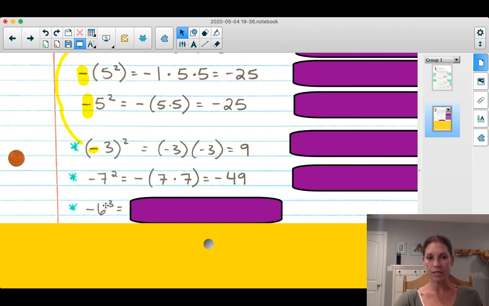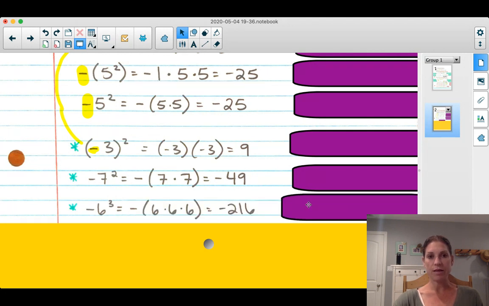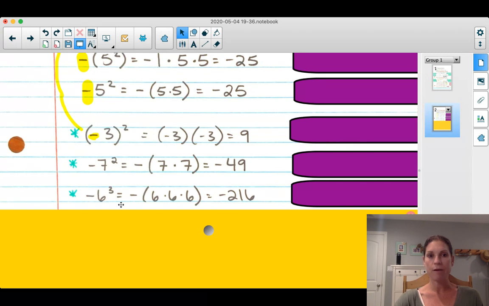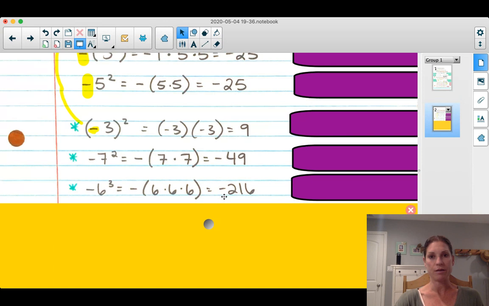Same thing with the 6. This negative is out in the front. And so this is 6 times 6 times 6. And the negative is out in the front, which means that you can multiply all these positive 6s by each other to get 216. But because that negative is not inside the parentheses, you have to put it on at the end.